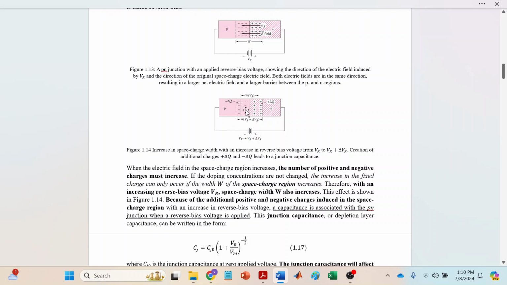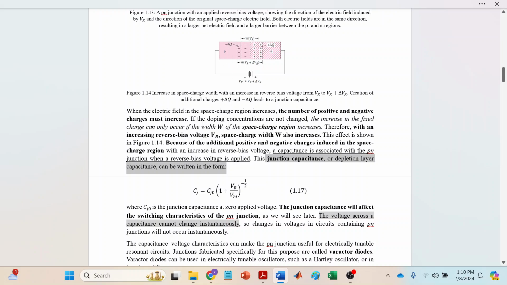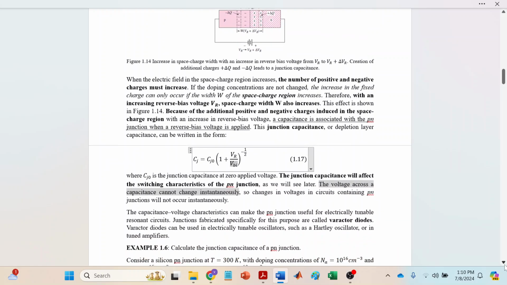Because of the additional positive and negative charge in the space charge region with an increase in the reverse bias voltage, a capacitance is associated with the PN junction. This capacitance is called the junction capacitance or the depletion layer capacitance, because this region is also called the depletion region. The junction capacitance is given by this equation, where CJO is the junction capacitance at zero applied voltage, VR is the reverse bias voltage, and VBI is the built-in potential barrier across the PN junction.